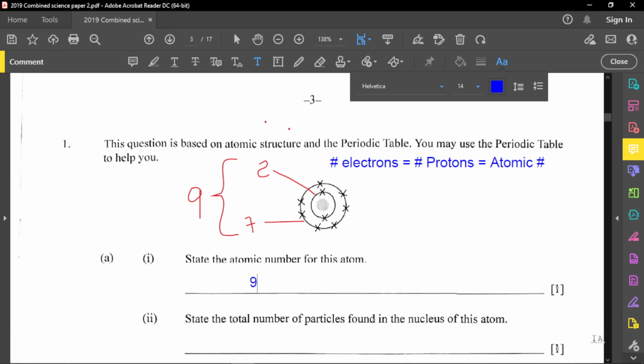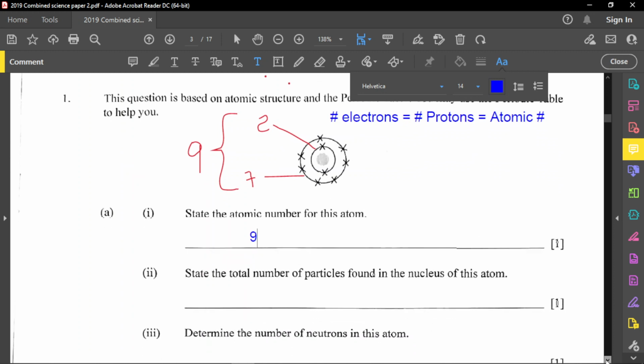Now for part 2, it's: state the total number of particles found in the nucleus of this atom. All right, so what's going to be the total number of particles in the nucleus? The nucleus contains 2 particles, which are the neutron and the proton. So the protons and neutrons are found within the nucleus of the atom.